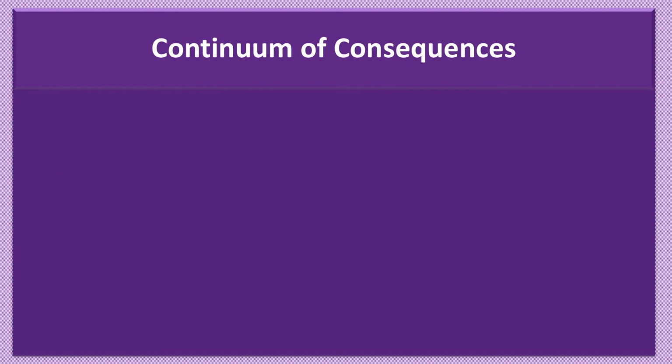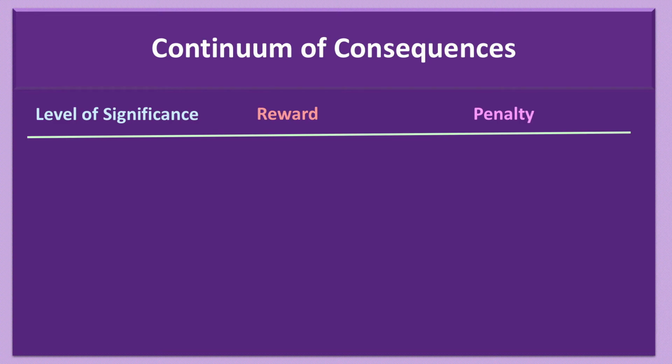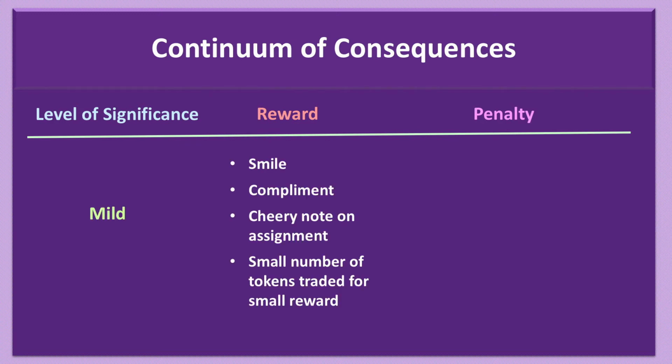It is important to establish a continuum of consequences for both meeting and not meeting expectations. Teachers must consider the level of significance, the type of reward, and the type of penalty for each of the levels. For example, for mild or easy-to-meet compliance, the teacher might reward with a smile or compliment that acknowledges the behavior, with a cheery note on an assignment, or allowing for a small number of tokens to be traded for a small reward if tokens are used as part of the classroom management program.